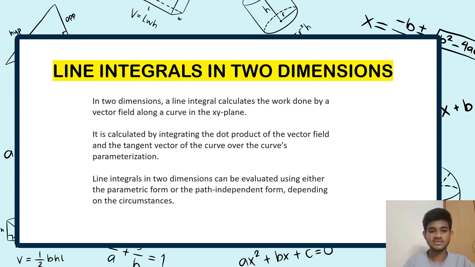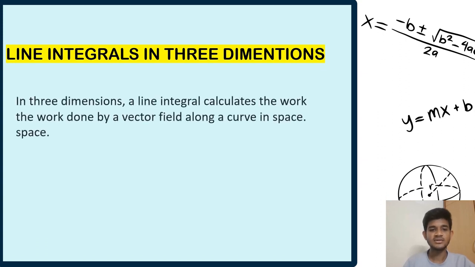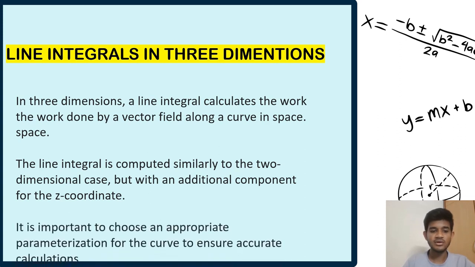Line integrals in three dimensions. In three dimensions, a line integral calculates the work done by a vector field along a curve in space. The line integral is computed similarly to the two-dimensional case, but with an additional component of the z coordinate, that is the z-axis. It is important to choose an appropriate parameterization for the curve to ensure accurate calculations.